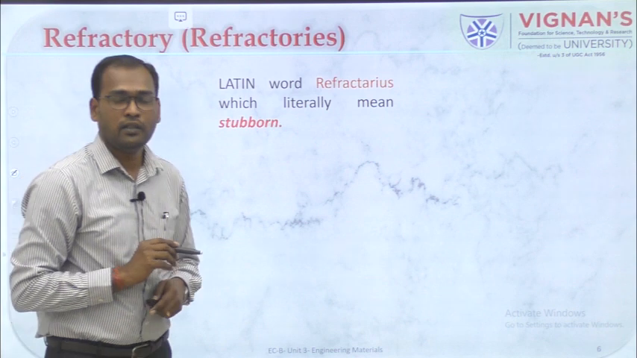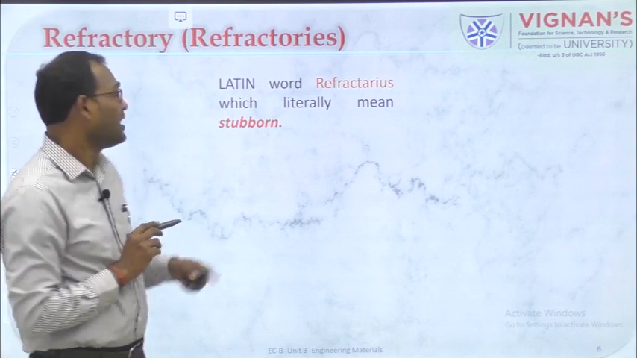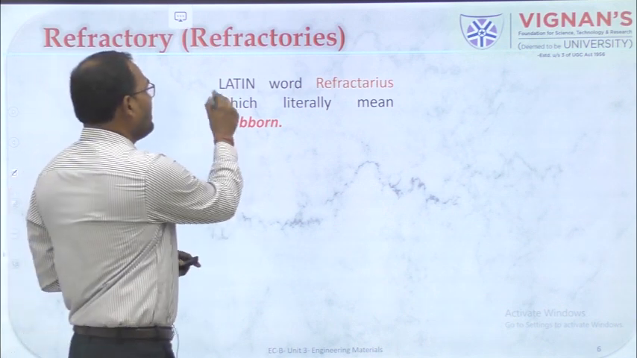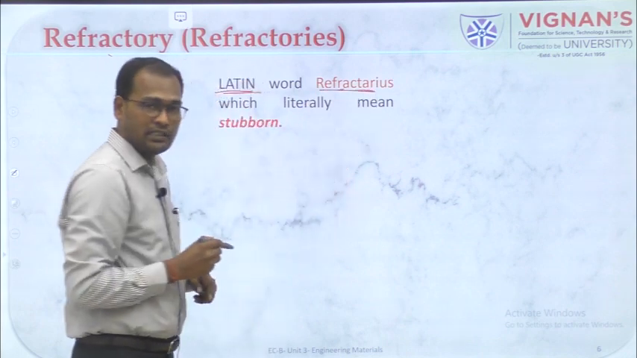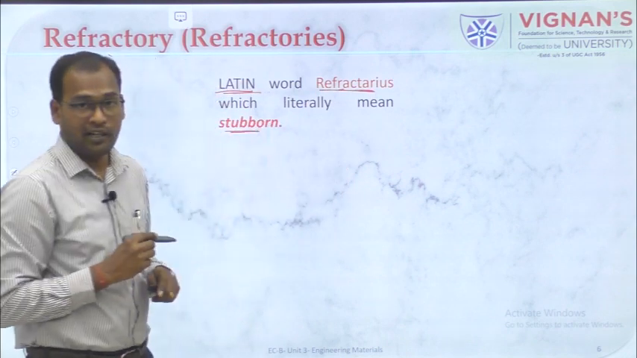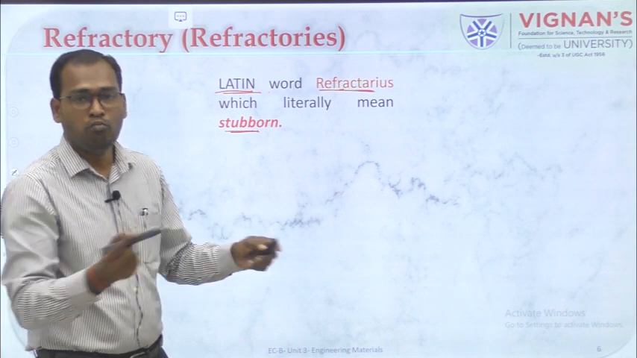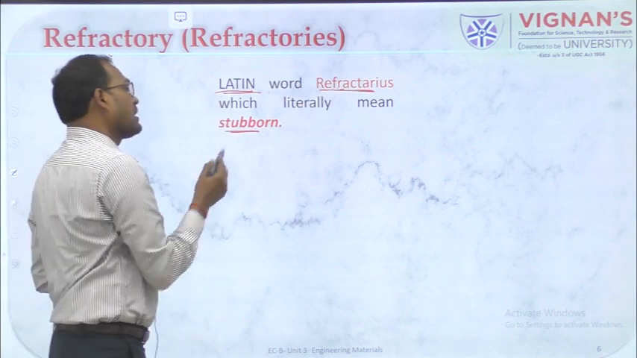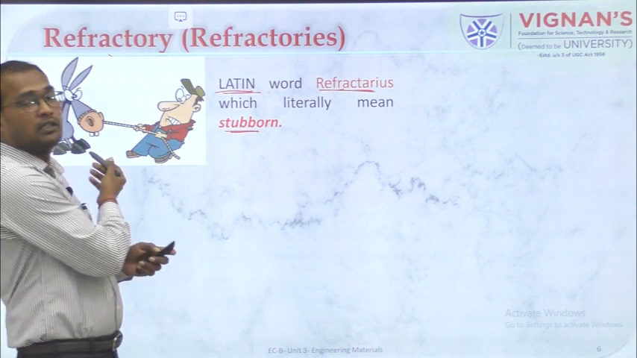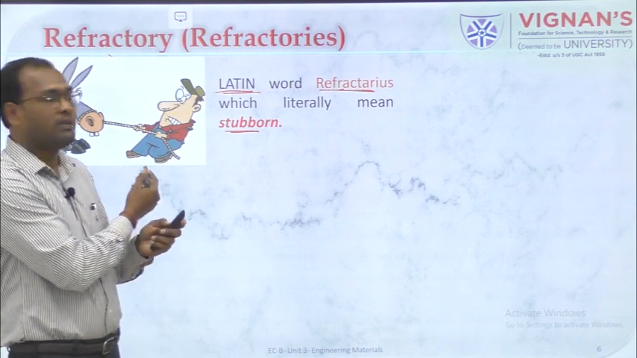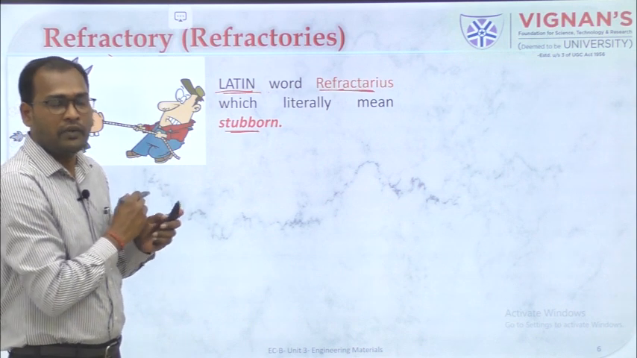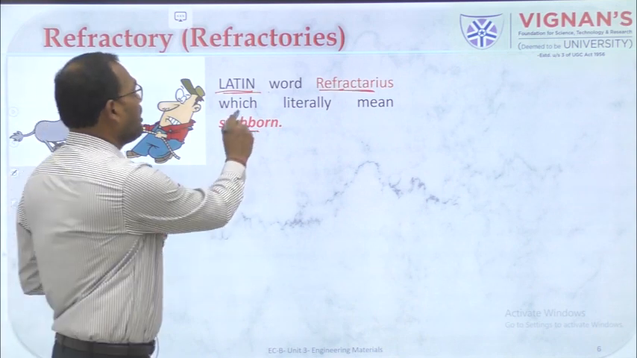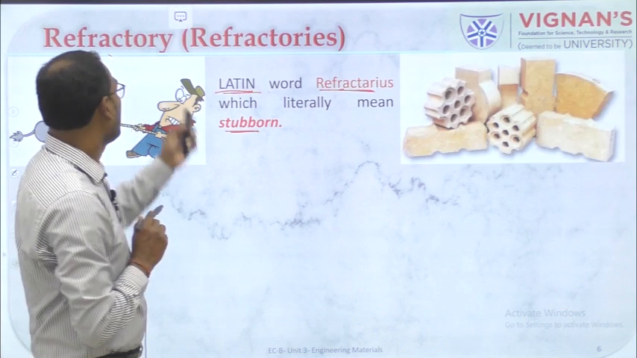So first we will go with the first one, that is refractories. The term refractory has been coined from a Latin word, refractorius, and the meaning of it is stubborn. Stubborn means it doesn't give way to move or to bend or to change its property, like a donkey which doesn't move even after great effort by the man. Those materials which resist changes are called refractory.